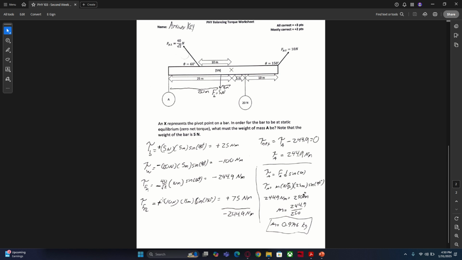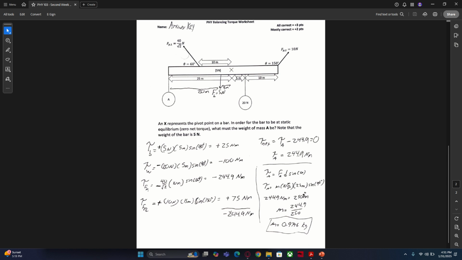Thus, positive 10 times 15 times sine of 150 degrees. If you plug this into your calculator, you should get positive 75 Newton meters. These are all of our known torques. So if we add all those together, we get negative 244.9 Newton meters.